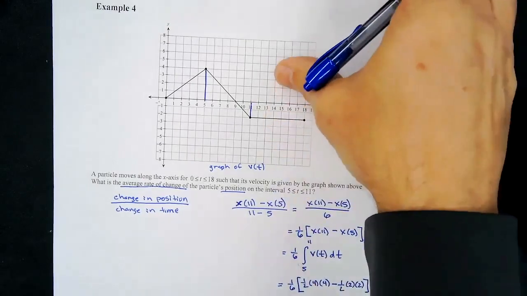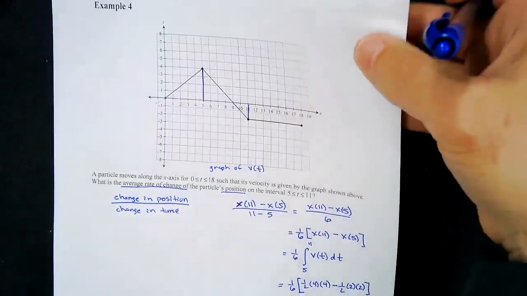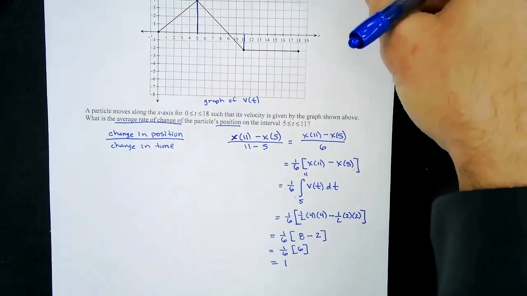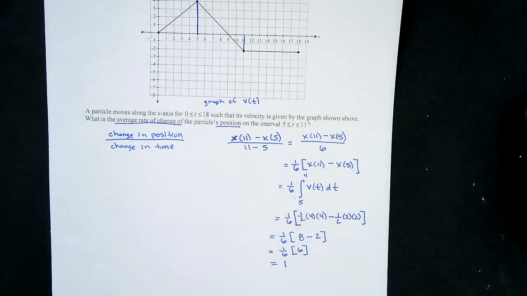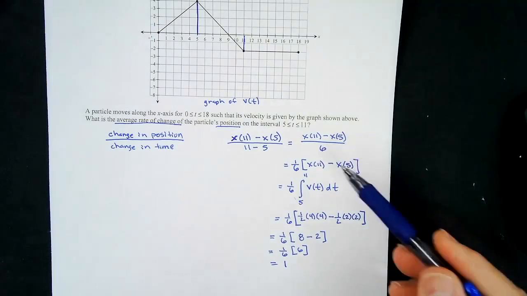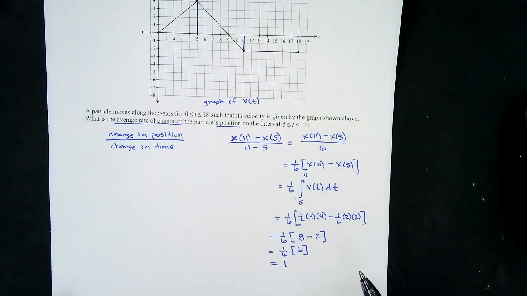Okay, whoops, I just realized you can't see what I just wrote. So let me slide this up so you have a chance to write that down. And so what this is telling us is that the average rate of change is 1 between t equals 5 and t equals 11.